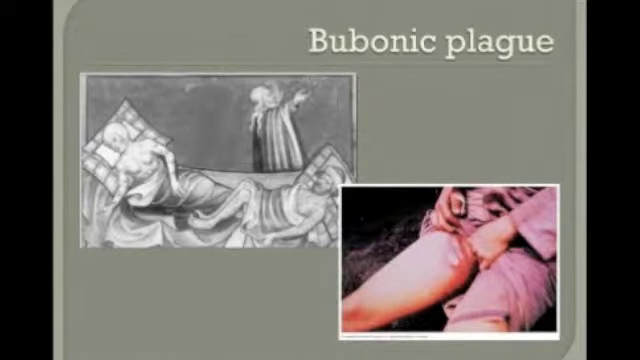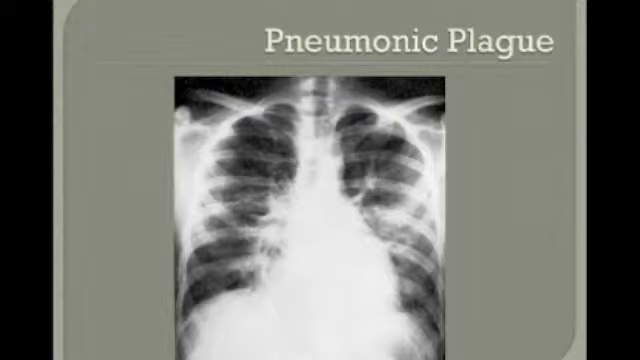The second way in which Yersinia pestis can infect a human is through the lungs. This is called the pneumonic plague. Starting to see a pattern here? The way that this happens is someone who got the bubonic plague, the bacteria spreads to the lungs, and the person who is dying of the bubonic plague starts coughing up the bacteria everywhere in the air, and an unfortunate victim breathes in that air.